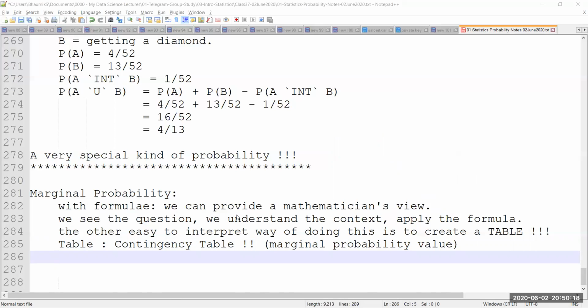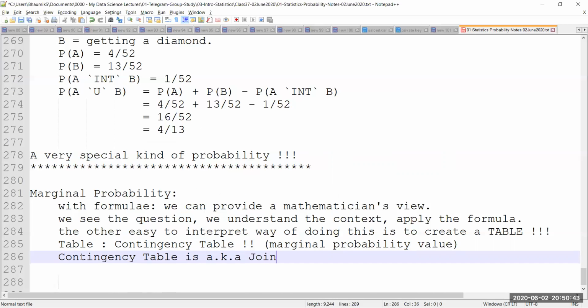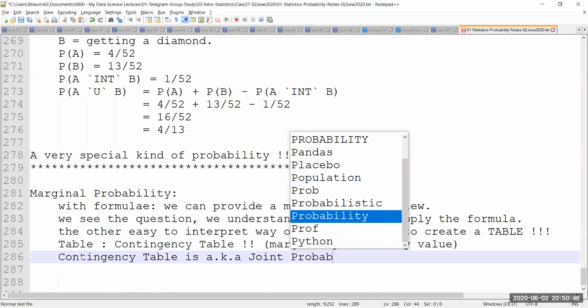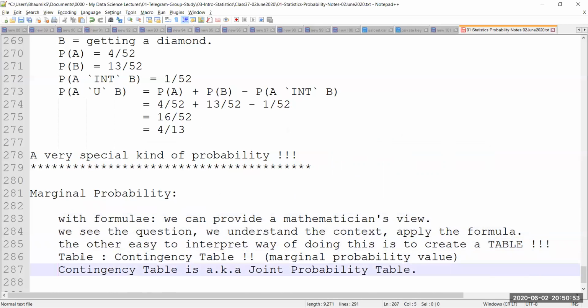But as we see, the term marginal is used to indicate that the probabilities are calculated using a contingency table. And that table is also known as, there is one more name that you may find, so I'll just write this over here, is also known as a joint probability table. Why is this so? We are going to take an example, then we can see. Okay, it is also known as a joint probability table.